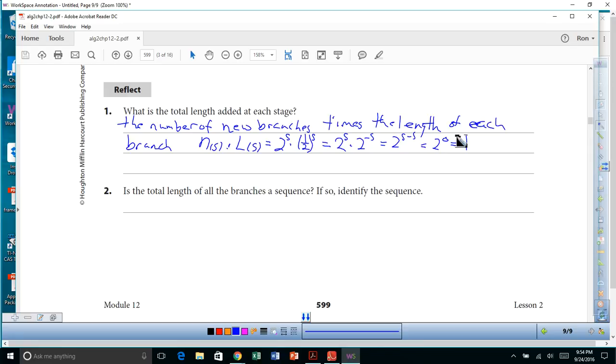Is the total length of all branches a sequence? If so, identify the sequence. I'd say yes. And the sequence would be 1, 2, 3, and so on, s, and so on.